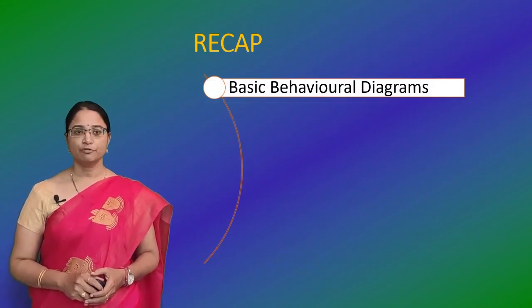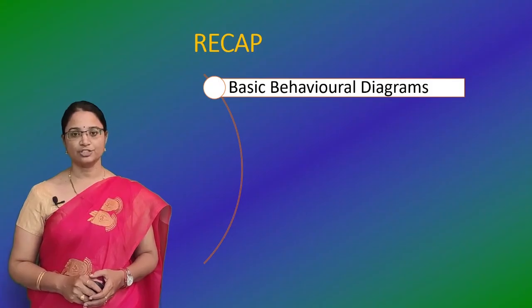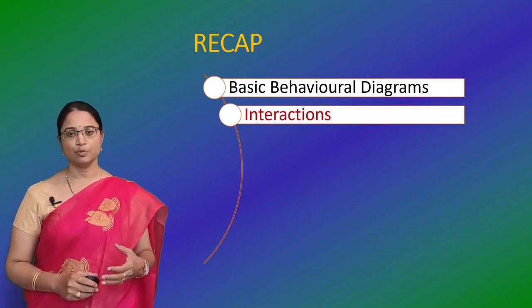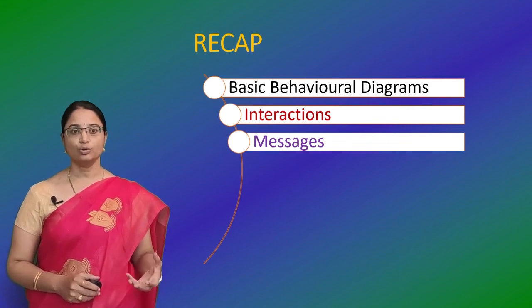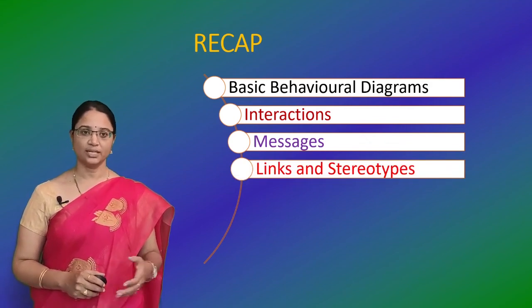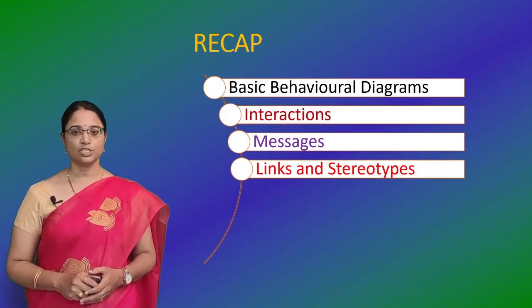Next, coming to the recap. Let's have a quick recap of the topics we have discussed so far. In this unit 4, we have discussed the basic behavioral diagrams, in which we discussed interactions. In the interactions, we have seen what an interaction is, what the messages and links are, and how to use the stereotypes while using the links. And we have seen the sequence diagram.